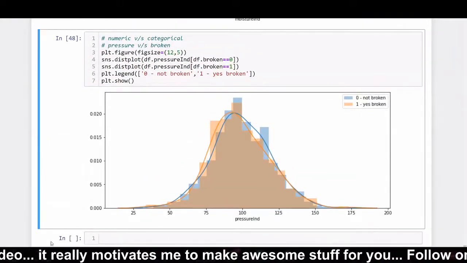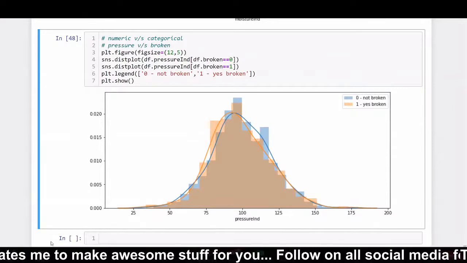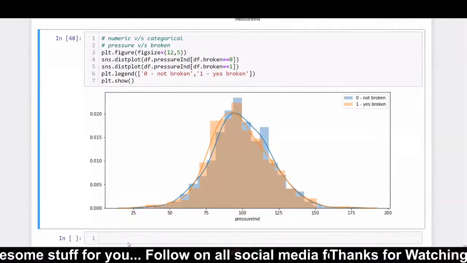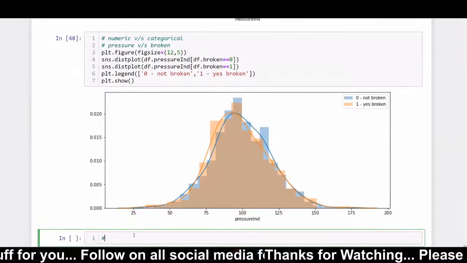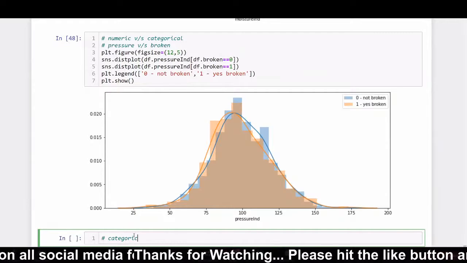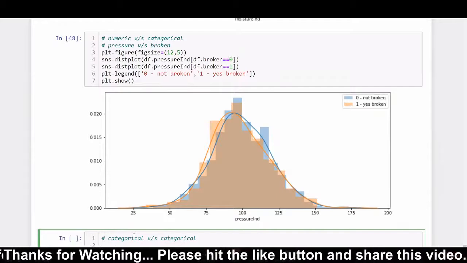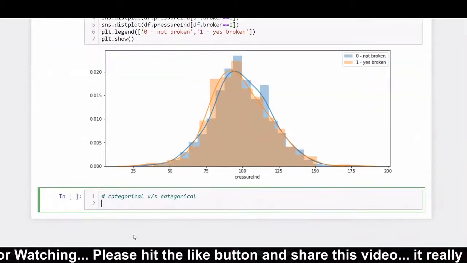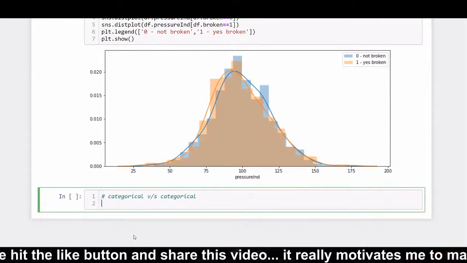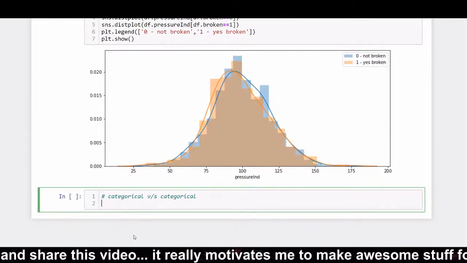So this was more of a pivot for numeric versus categorical. We are here to check out the idea of categorical versus categorical as well. So this was the idea about numeric versus categorical, and like that we do it for almost every attribute. Next, we're going to do it for categorical versus categorical, to extract information here.